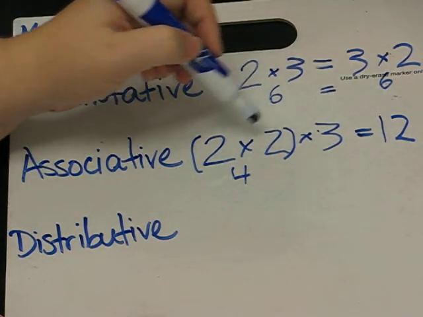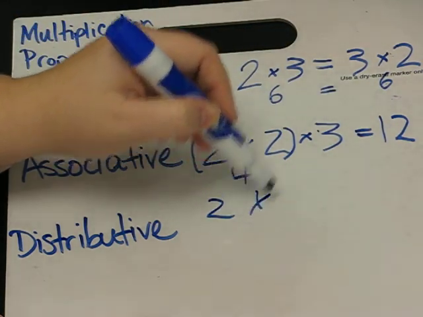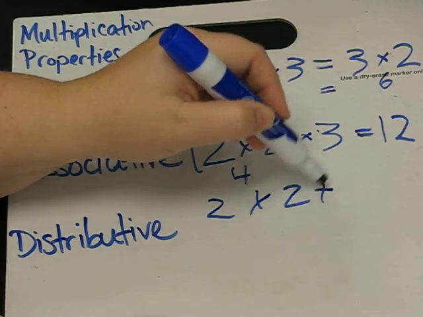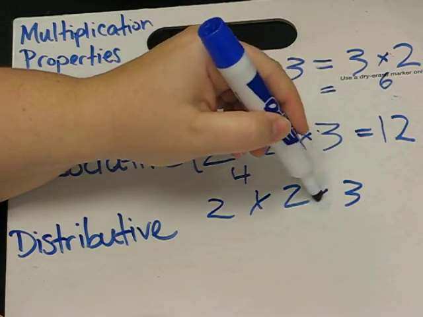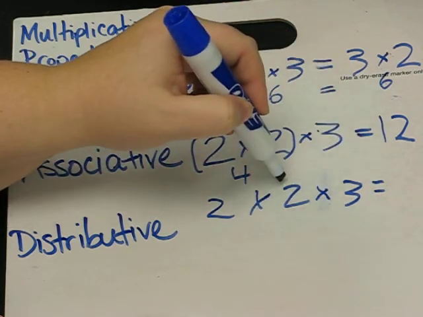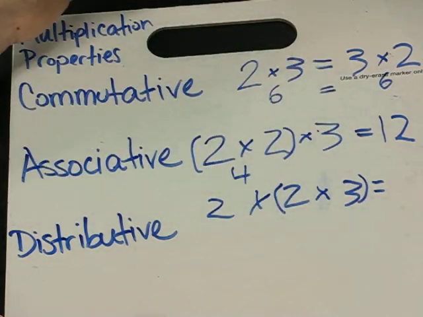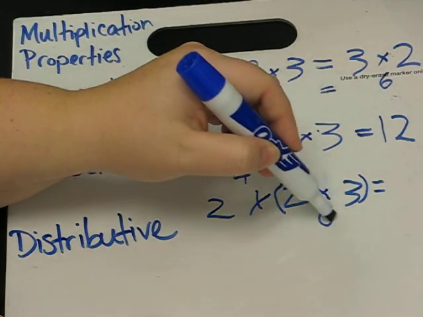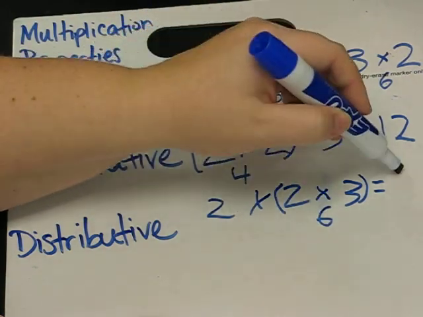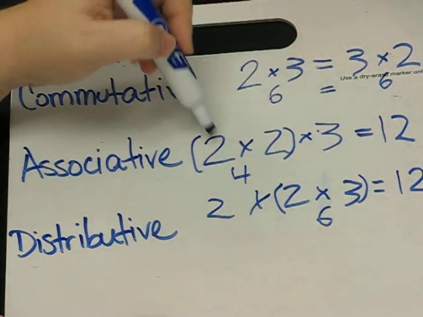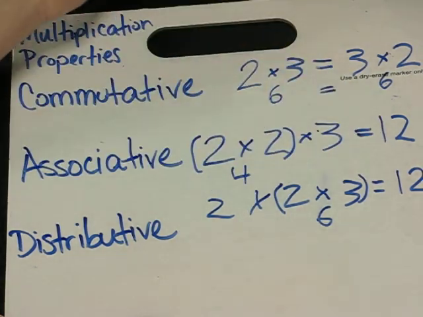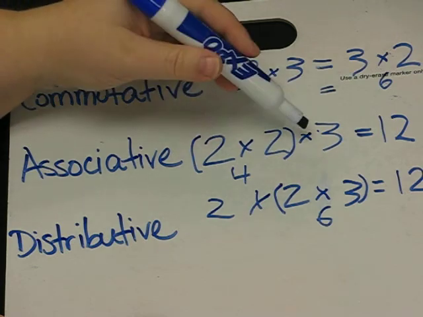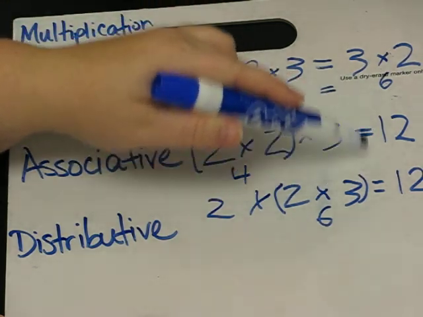Or I could do 2 times 2 times 3, and I could do the 2 and the 3 first. And say, well, 2 times 3 is 6. Then 6 times 2 is 12. Either way, my product is 12. So any way you multiply them, you still get the same product.